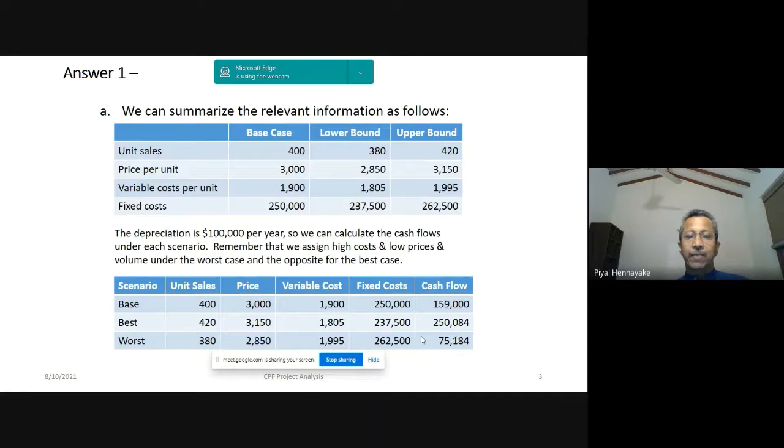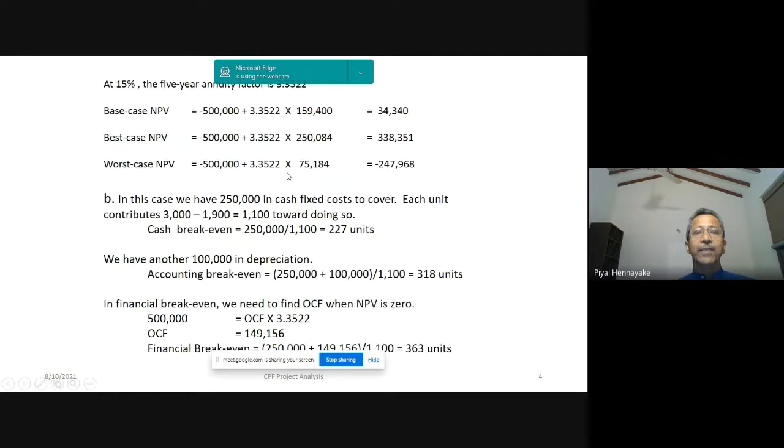250,084 is the best case cash flow, not NPV. The worst case uses the other figures: the lower bound unit sales and price per unit, and the upper bound variable cost and fixed cost. So you get the worst case cash flow, right? You know how to get the cash flow, okay? Then we calculate the NPV.